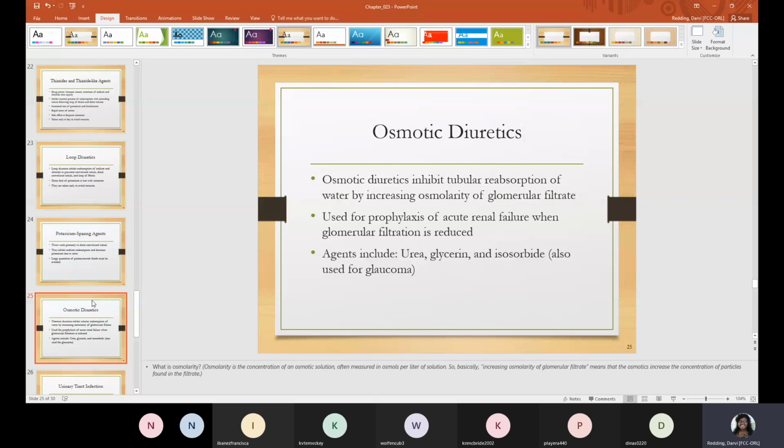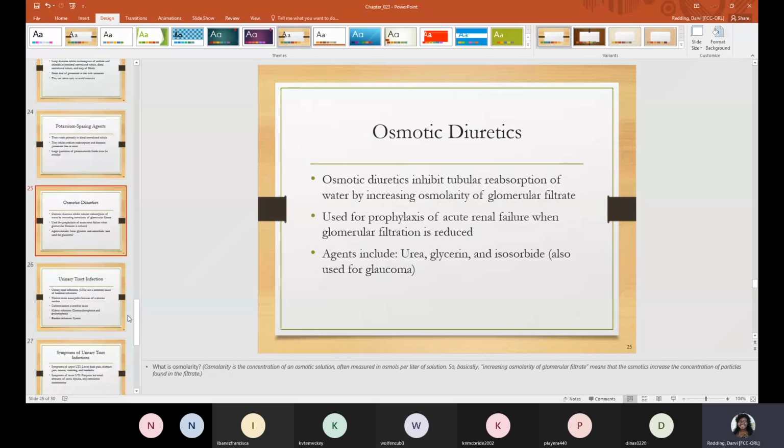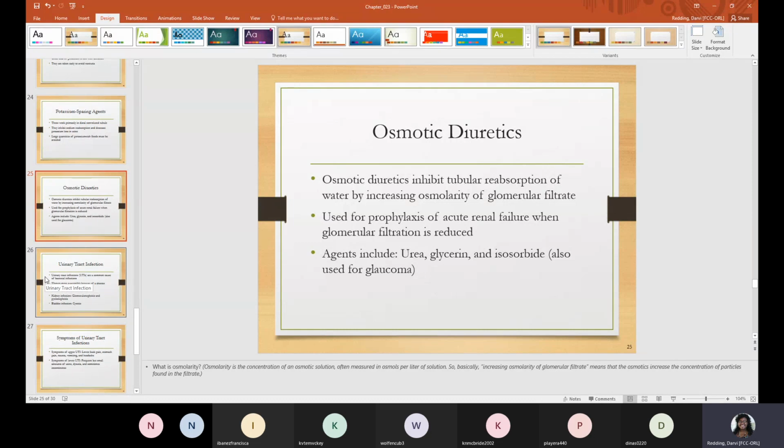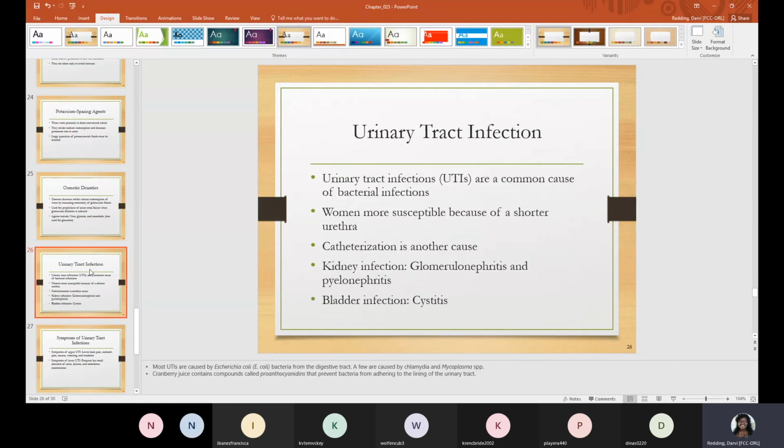And so we cannot talk about the kidneys and the renal system without talking about the urological system. And what affects the urological system, one of the conditions would be a UTI, which is the abbreviation for urinary tract infection. And so a UTI is actually a common cause of bacterial infections. Now, women are actually more susceptible because they have a shorter urethra.